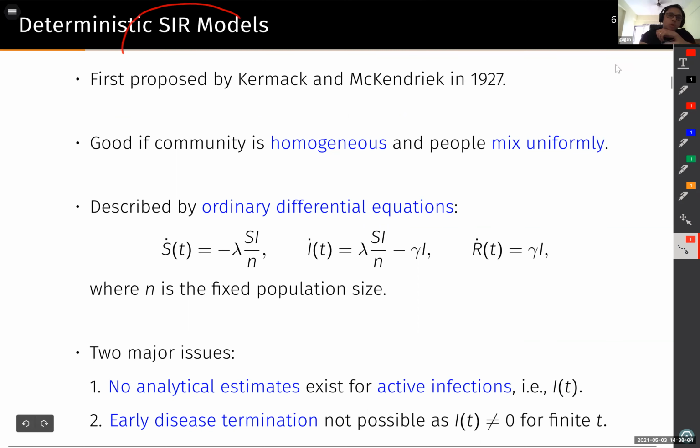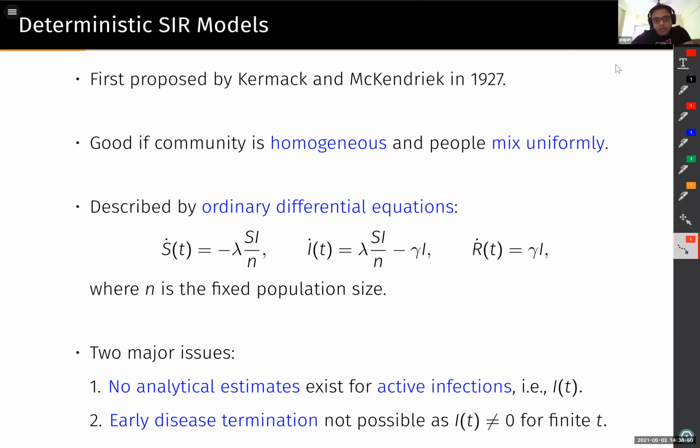And the deterministic SIR models are typically described by ordinary differential equations, for example, of the kind that is given over here. So here you can see you have S dot of t. This tells how the size of the susceptible compartment changes with time, and how it depends on the current number of susceptible people and the number of infected people. And there is some N over here, which refers to a fixed population size. Similarly, you have a differential equation that talks about how the number of infected people changes with time. And finally, you have a differential equation that talks about the number of recovered people.